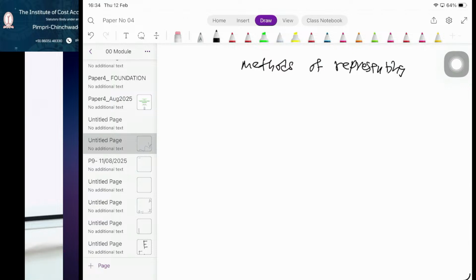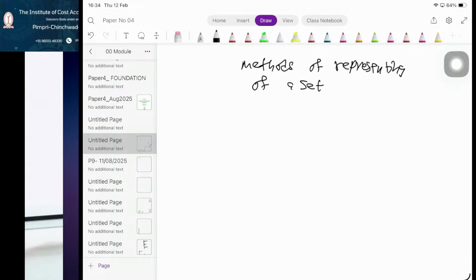Everyone has been given notes, pages 1 to 8, which you now have to open. Methods of representing a set. See, you know what a set means? It is a collection of well-defined objects, meaning there are members, right? There should not be repetition of the element and so on. And you have defined the set.